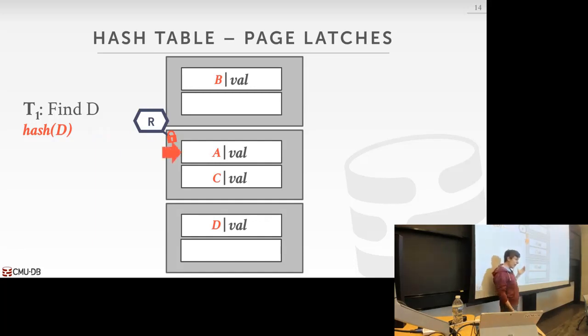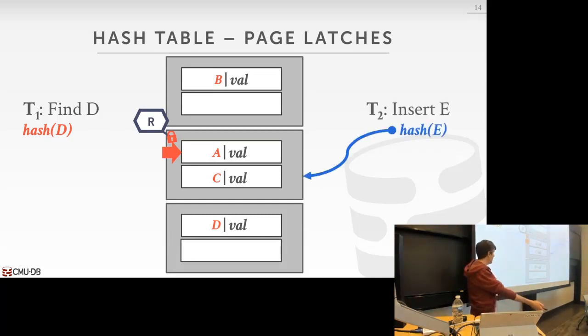Now let's say another thread comes along and wants to insert E, and E hashes to where C is. Can it actually start looking at it? No, because it wants to take a write latch on this page, since it doesn't know that C is full. It doesn't know it's going to have to scan. But before it can even look at it, it needs the write latch. The write latch is not compatible with the read latch, so it has to stall and wait.